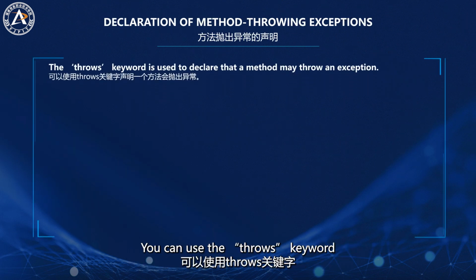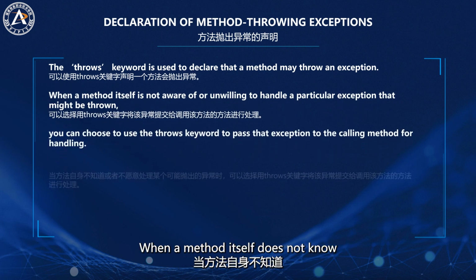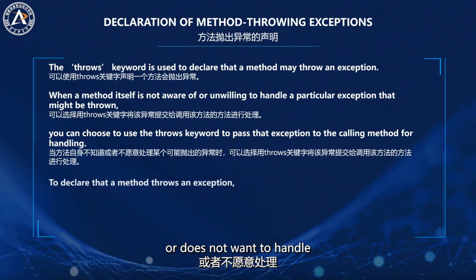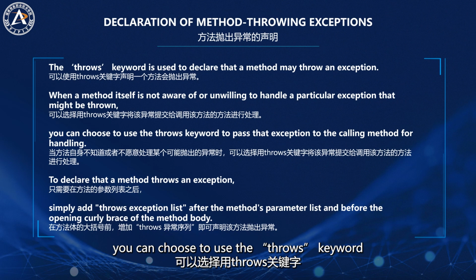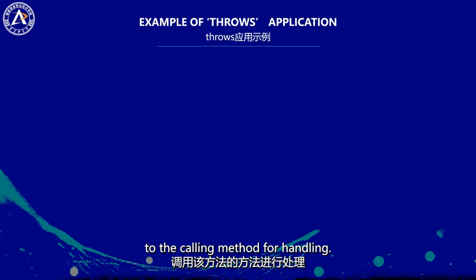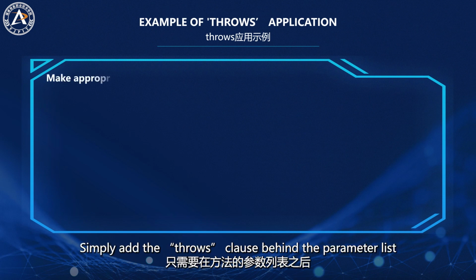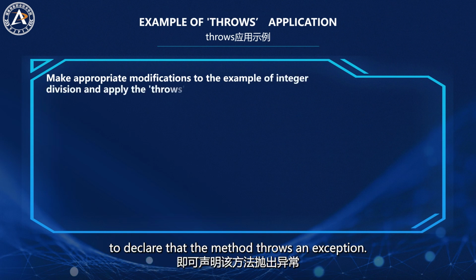You can use the throws keyword to declare that a method throws an exception when the method itself does not know how or does not want to handle a potential exception. You can choose to use the throws keyword to pass the exception to the calling method for handling. Simply add the throws clause behind the parameter list and in front of the opening curly brace of the method body to declare that the method throws an exception.